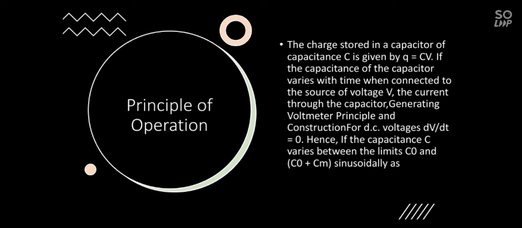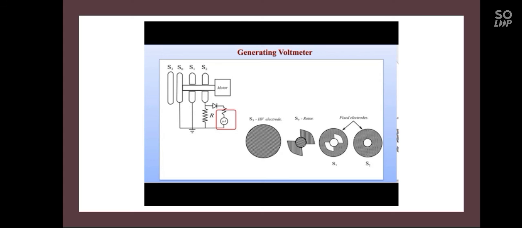Principle of operation. The charge stored in a capacitor of capacitance C is given by Q equals CV, where C is capacitance and V is voltage. If the capacitance varies with time when connected to a voltage source V, the current through the capacitance is i equals dQ by dt. For DC voltage, dV by dt equals 0. Hence, if the capacitor C varies between the limits C0 and C0 plus Cm sinusoidally.